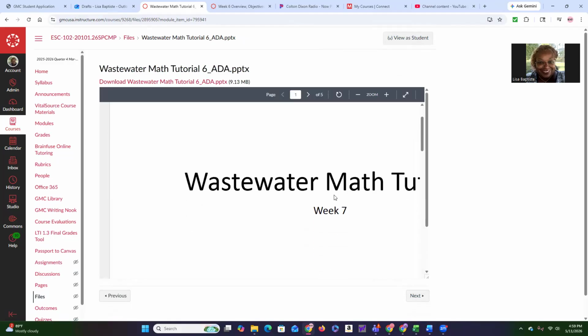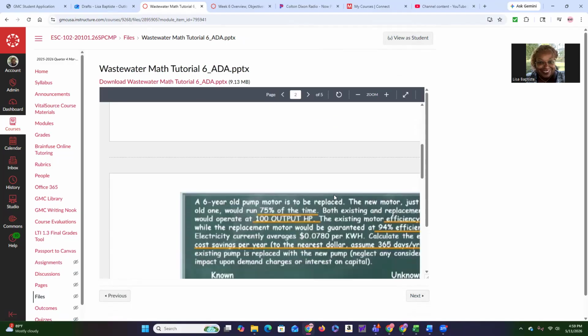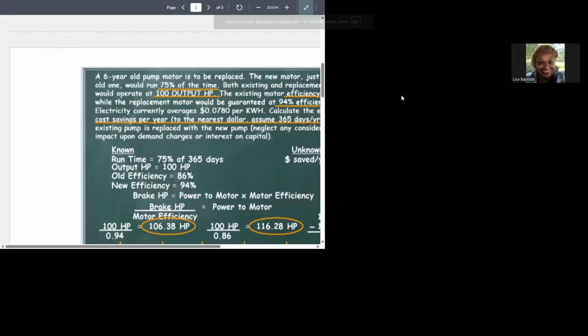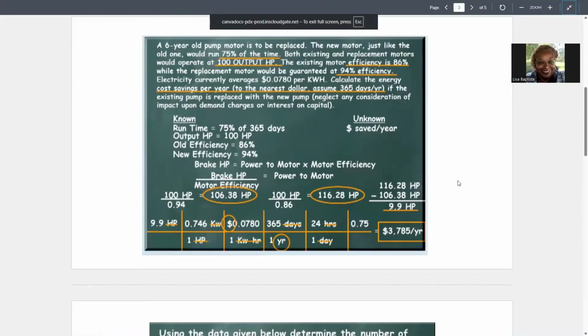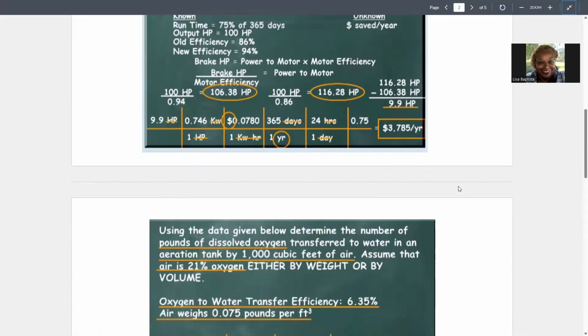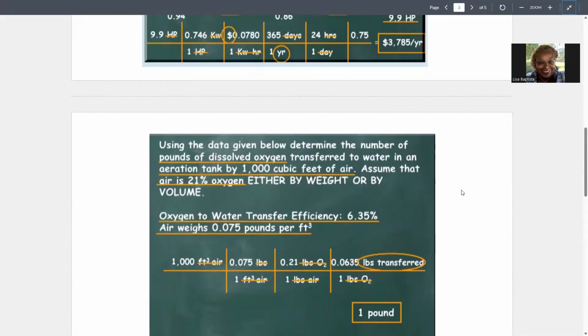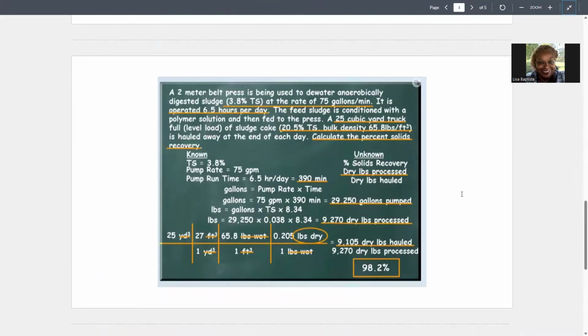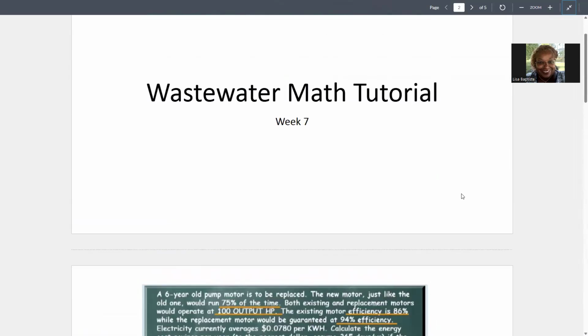All right. And so this you'll want to download, and I'm going to bring it up. There we go. What it's going to do is go through all the different math calculations that you'll be doing for this particular module. So let's go through the first one together.